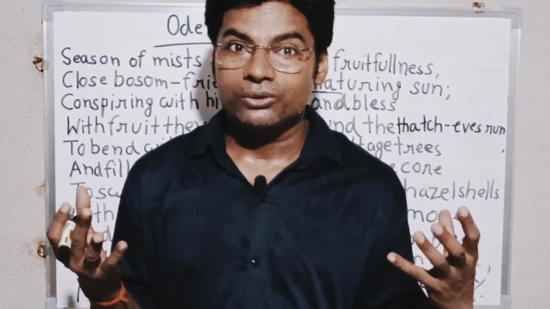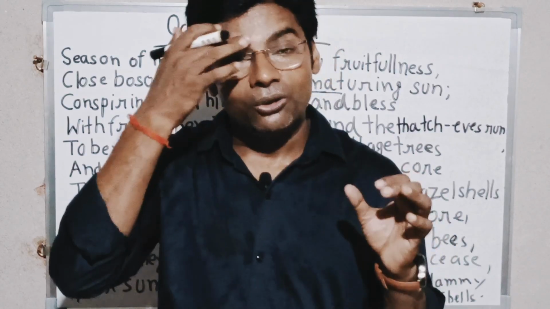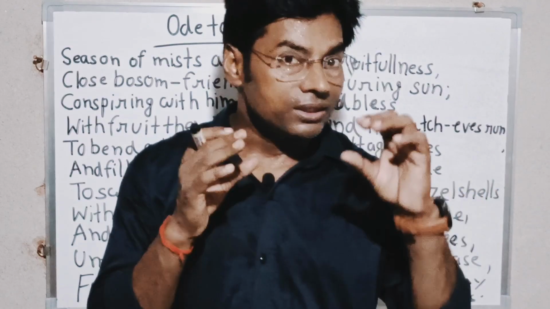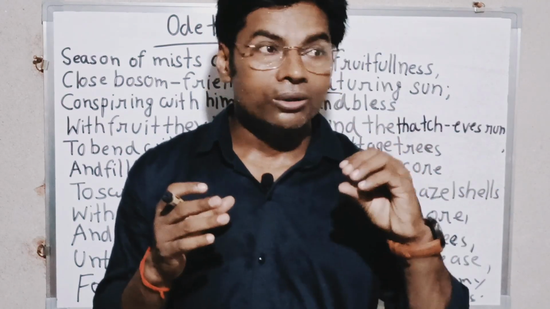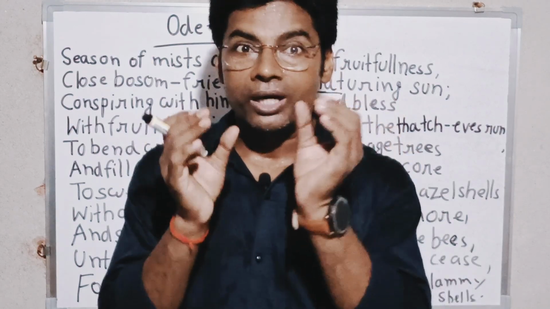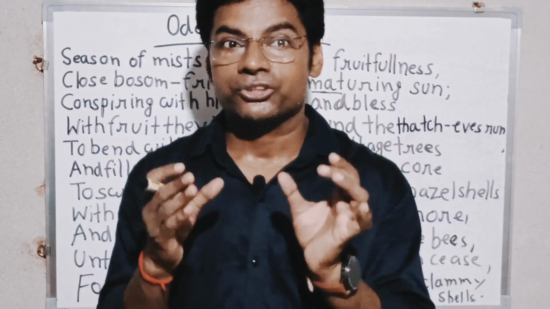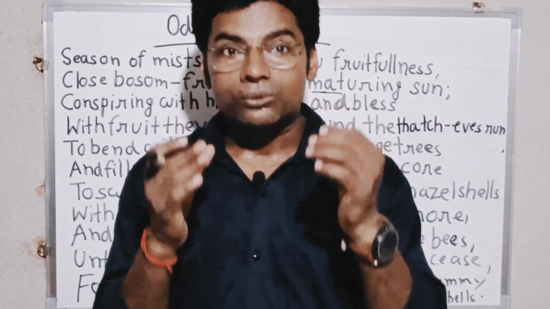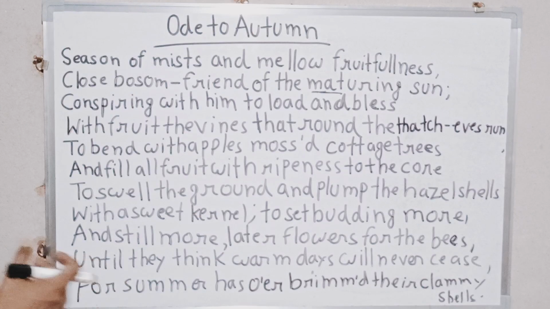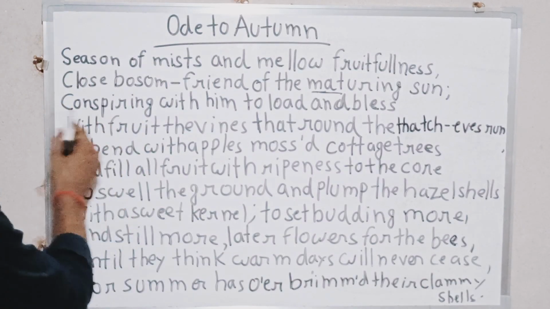He talks about the bounty of the autumn. On the other hand, he also gives a kind of hint that this very particular season is also an indicator of the death and destruction that will soon appear on the horizon. So see, he says conspiring means planning or plotting.